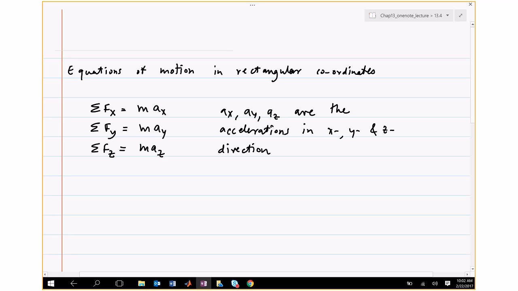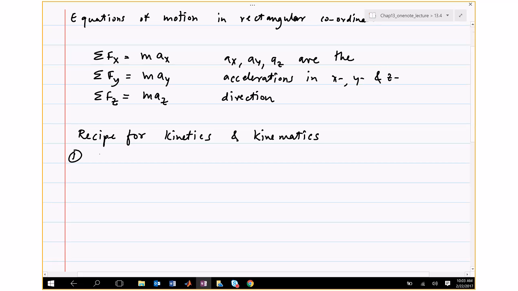Okay, so the recipe for solving for acceleration and eventually position and velocities is the following. This is called kinetics, which is F equals ma, and kinematics is what we covered last chapter, which is how to find the position and velocity given the acceleration. So the recipe is the following. Draw a free body diagram.